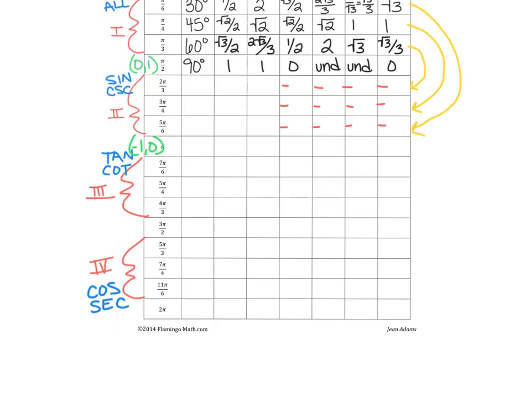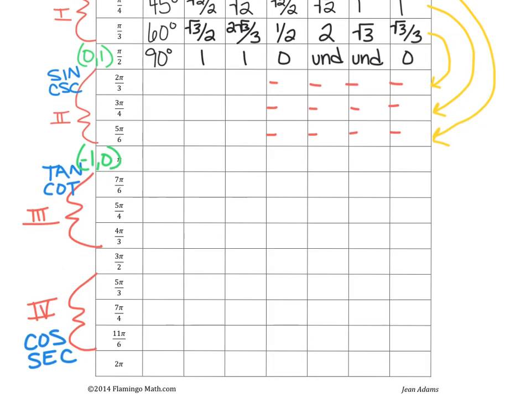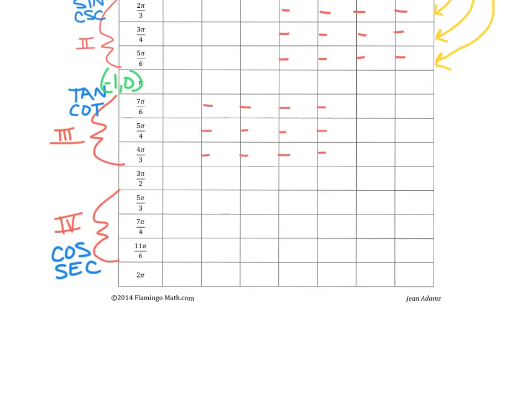The next three values are in quadrant 3, so the only things that are positive in quadrant 3 are tangent and cotangent. So that means sine, its reciprocal, cosecant, cosine, and secant are all negative. So do the same thing for above, pi over 6, pi over 4, pi over 3. Copy your values down here. The ordered pair at 3 pi over 2 is 0, -1.